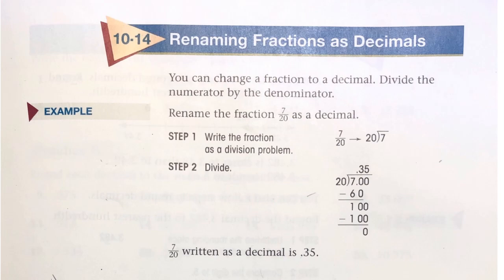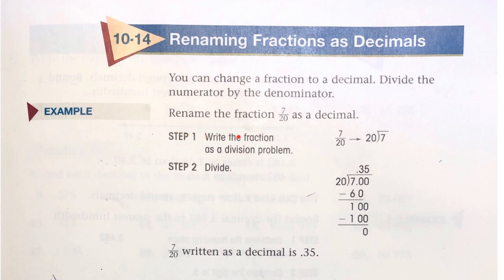Basic Math, Chapter 10, Section 14, Renaming Fractions as Decimals. You can change a fraction to a decimal. Divide the numerator by the denominator. For example, rename the fraction 7/20 as a decimal.